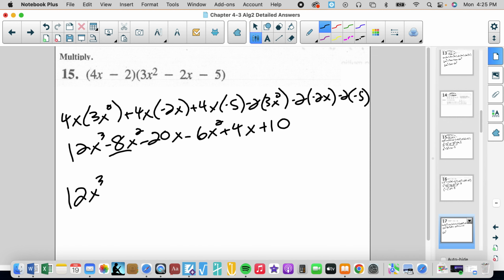12x to the third doesn't have a pair. 14x, this has that. That's minus 16x plus 10.